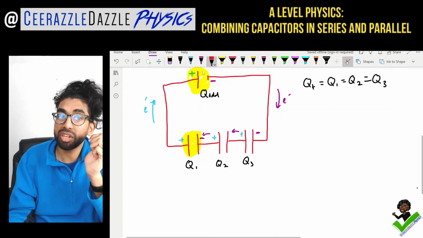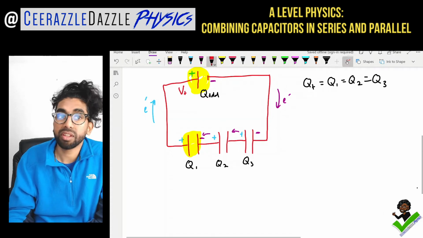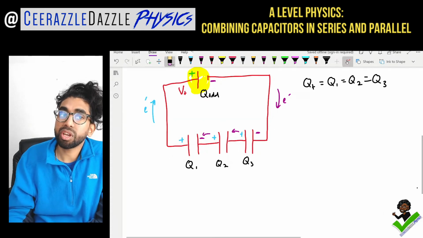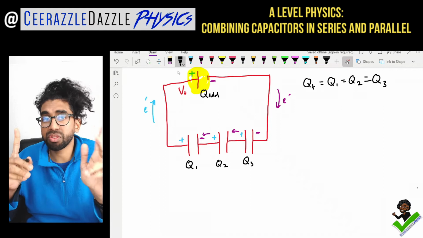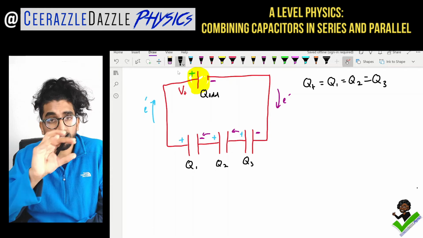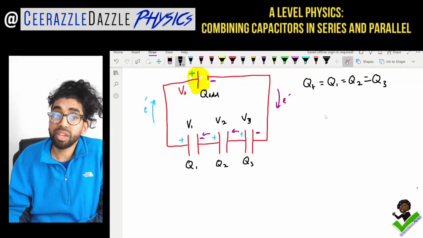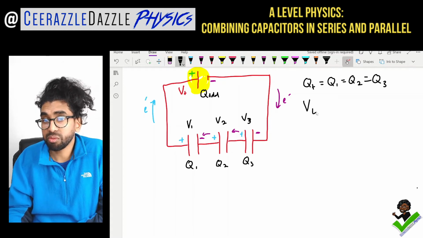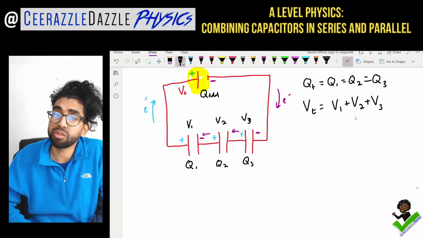What about the voltage now? Let's talk about the total voltage going in. If we can remember, Kirchhoff's law states that the sum of the voltage in equals the sum of the voltage out in one loop. Therefore, the total voltage going in equals the total voltage coming out. So let's call this one V1, V2, and this one V3. Therefore, we know that the total voltage VT will be equal to V1 plus V2 plus V3. The sum of the voltage in equals the sum of the voltage out.